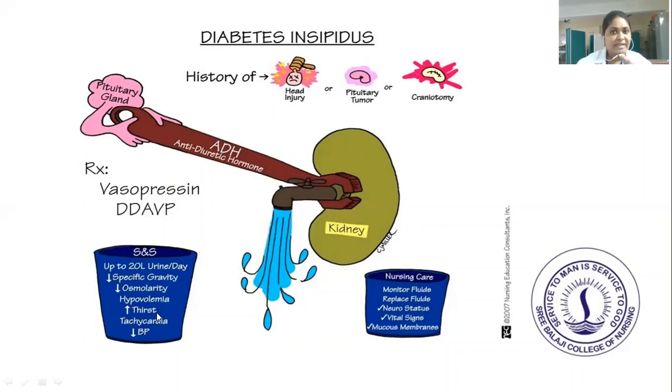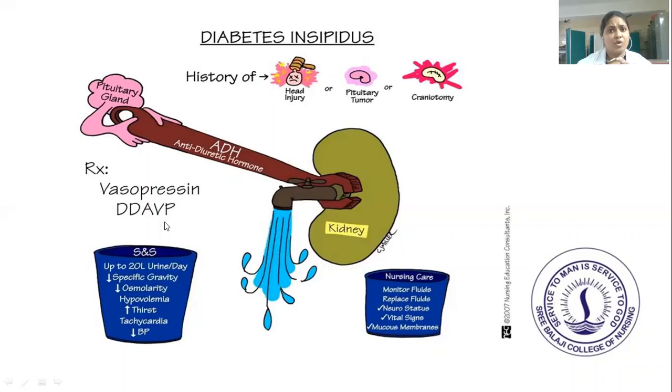The patient will have increased thirst because the patient is expelling a large amount of urine, about 20 liters. The patient will show shock signs and symptoms like tachycardia, that is increased heart rate, and decreased BP, that is, the blood pressure will decrease. The treatment for this patient is that we have to give antidiuretic hormones like vasopressin or desmopressin.